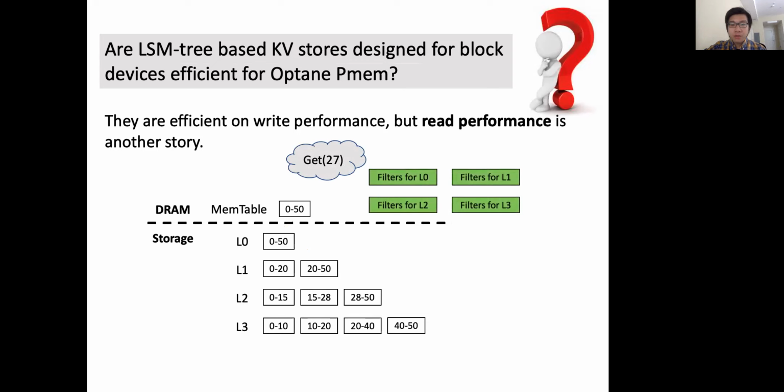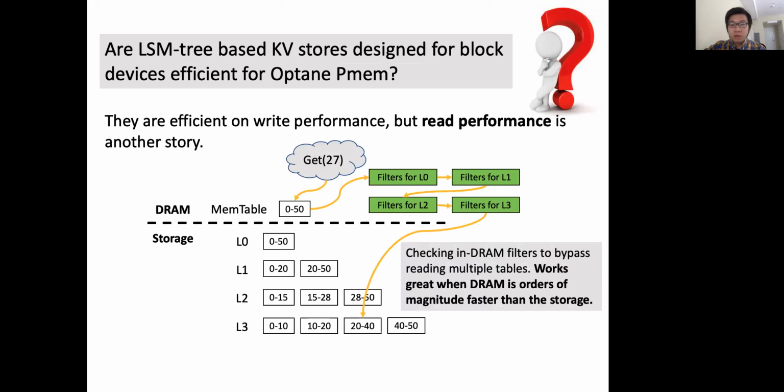A common practice to expedite the get operation in an LSM tree is using Bloom filters. Filters are built for each level and are placed in DRAM for fast access. When querying a key, these filters are used to determine whether the target key is in the level or not. So we can bypass reading tables from those levels that do not contain the target key. Therefore, a get operation involves only one read from the storage. This is a great solution and it works well when using traditional block devices as storage.